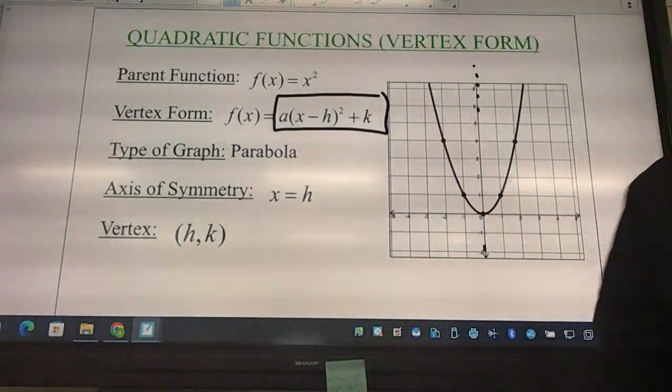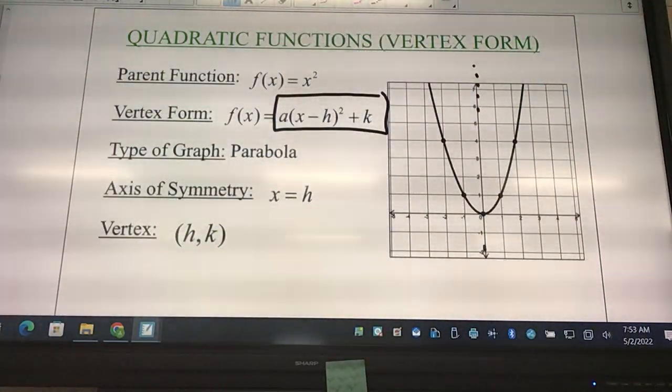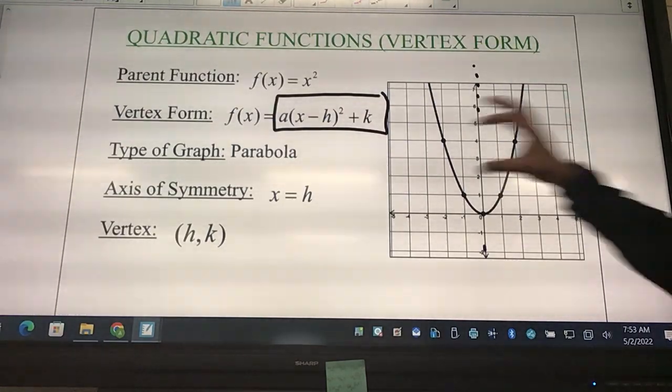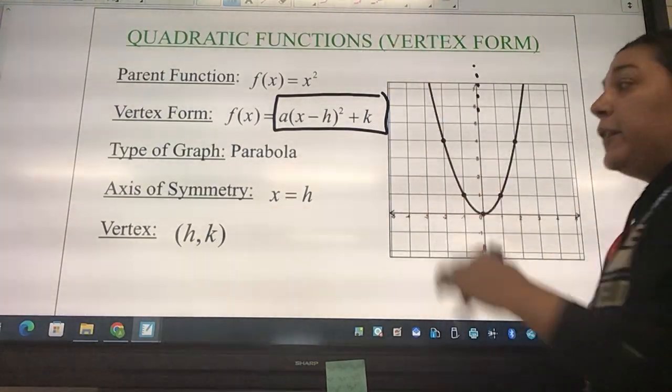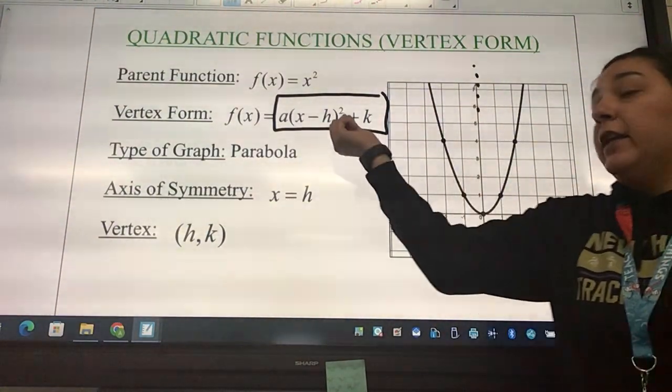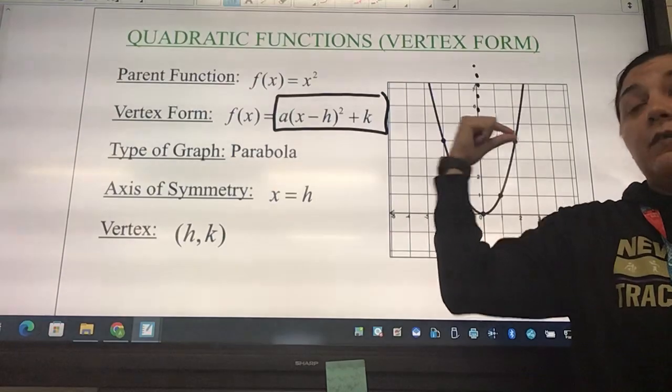Eventually you should be able to look at this and know what each piece does. So we're going to start with the K. See how the K is on the outside of the parentheses? It's at the very end.